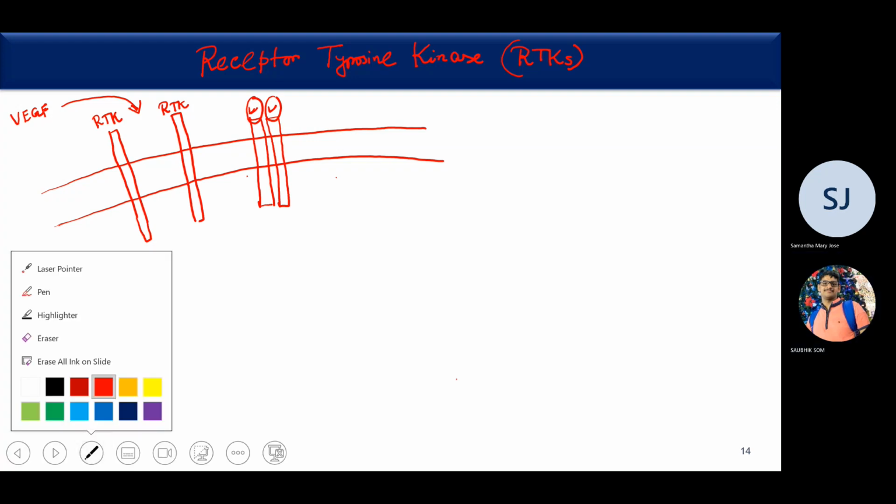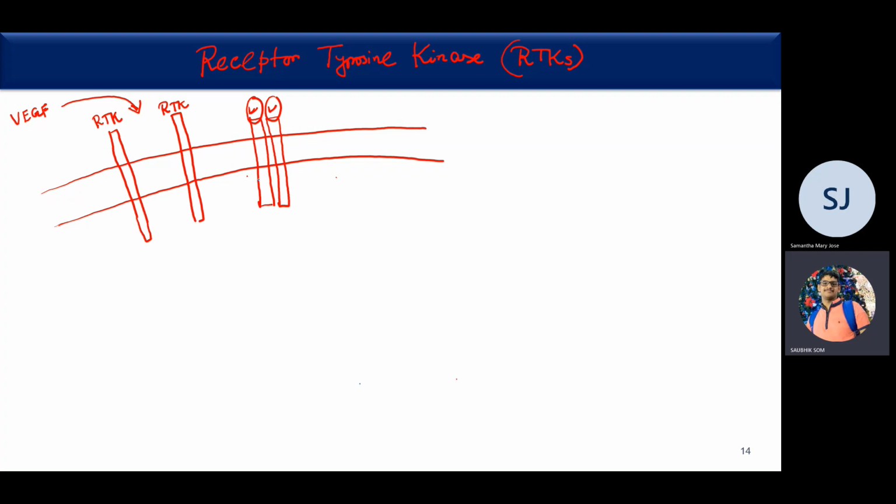Now these receptors have some domains like this, which these domains are known as SH2 domains.